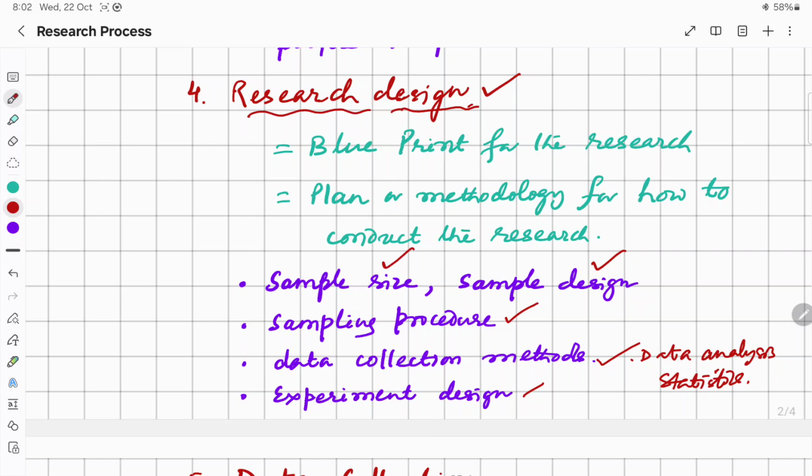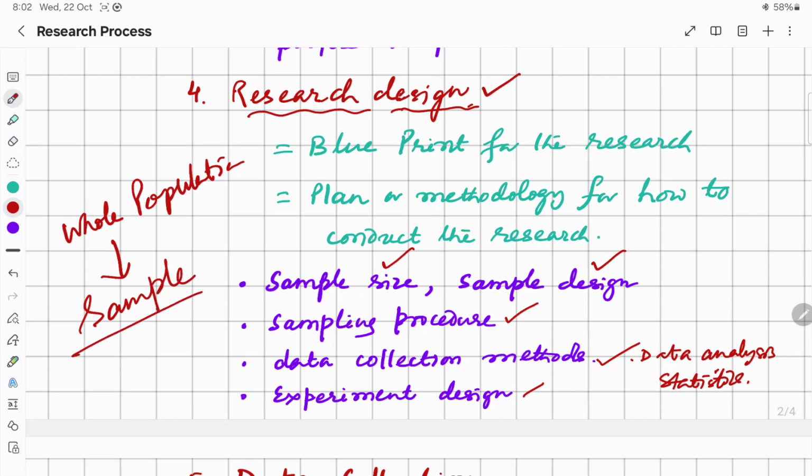because it is not possible to do the testing in the whole population. So we have the whole population, and from the whole population we need to take a sample, and in that sample we will do the testing. That we call the experiment. So the experiment is conducted in the sample rather than the whole population, and that experiment design, how to design that, everything is there in the research design.